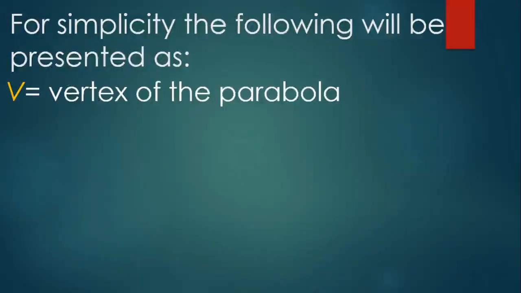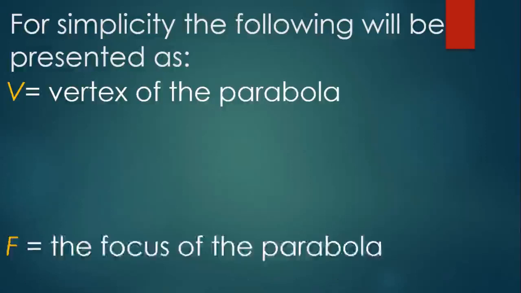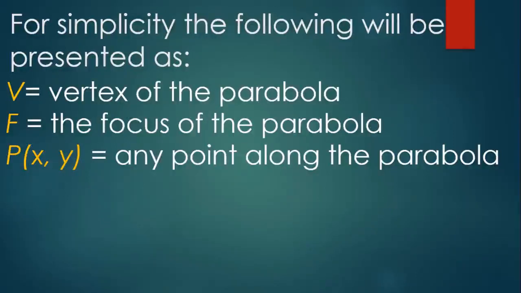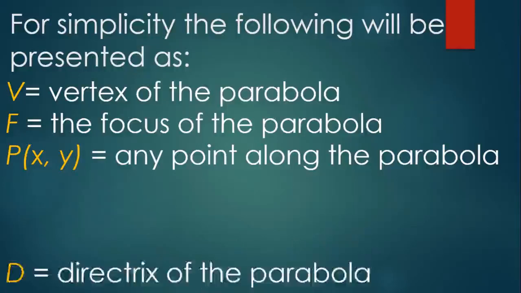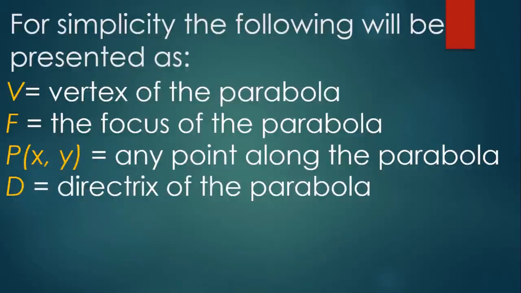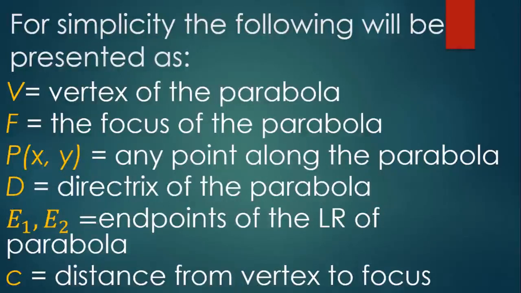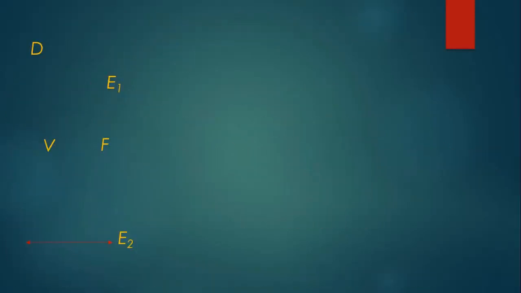So, we have letter V, the notation used for the vertex of the parabola, para mas madali nating maintindihan at ma-represent yung mga parts of the parabola. We're going to follow these notations. V for the vertex, capital letter F for the focus, point P, any point along the parabola, has an ordered pair of x, y. D for the directrix of the parabola. E sub 1, E sub 2, endpoints of the latus rectum. Siya yung gagamitin nating notation for the endpoints ng ating LR or latus rectum. And the last one is C. Ito yung distance from vertex to focus. Okay? Tingnan din natin yung mga yan.